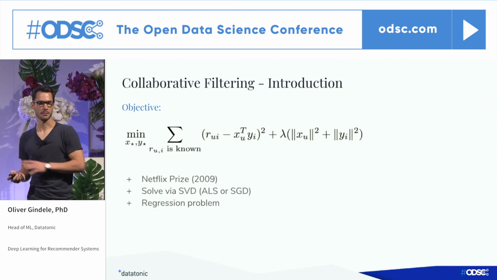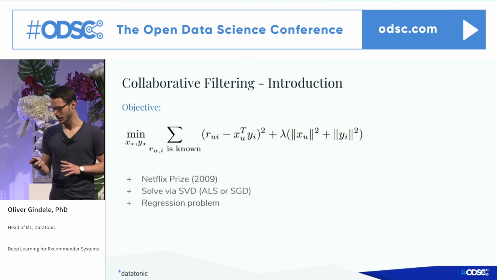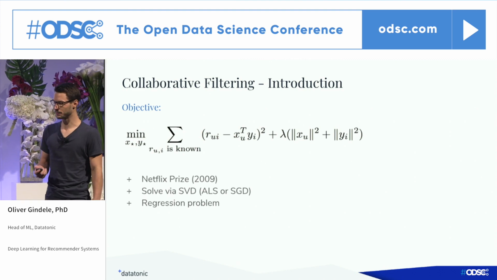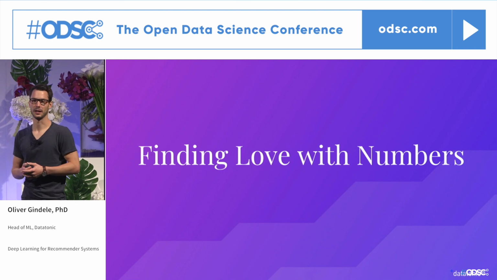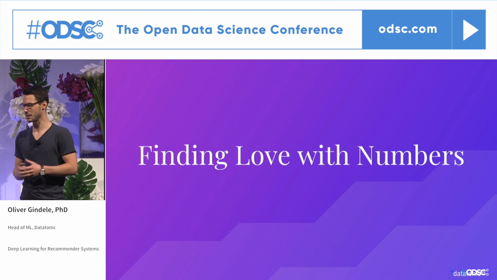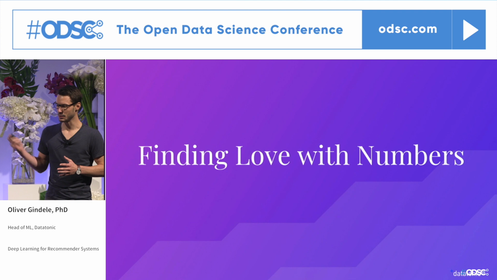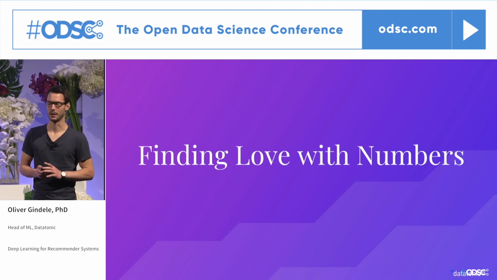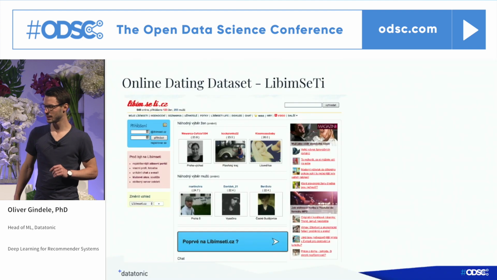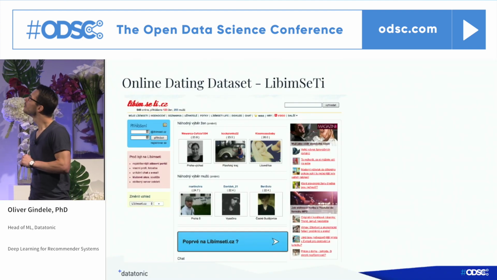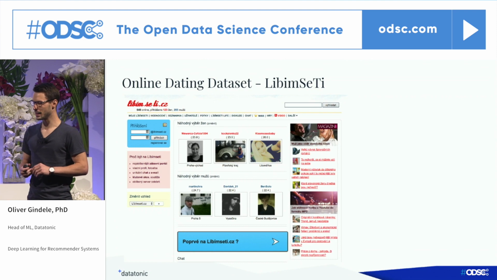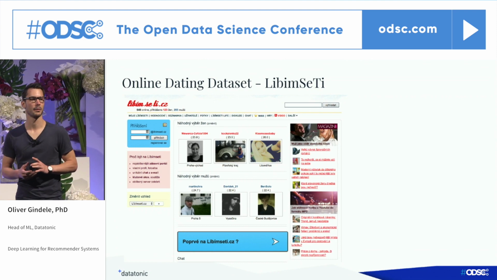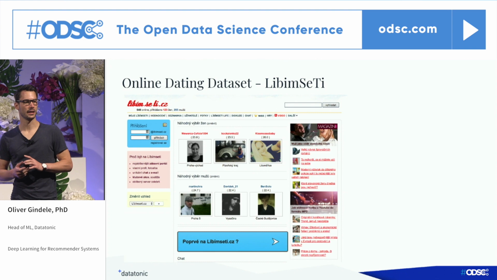So now with this a bit abstract introduction to collaborative filtering, we actually want to put this in practice. One interesting use case might be finding love or finding interesting people and using the collaborative filtering framework. To get started, we obviously need some data. One data set I found is this Libimseti data set from a Czech online dating webpage.